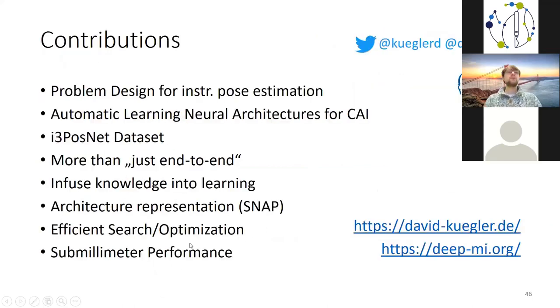So in this work, I contributed many things, among them the problem design for instrument pose estimation and a framework for automatically learning neural architectures for the I3 PoseNet dataset. We realized that learning end-to-end is not always the best way. We came up with ways to infuse knowledge into the learning, and we introduced the neural architecture representation, the SnapBlock, and the efficient search and optimization. Finally, all that led to the sought-for sub-millimeter performance that we wanted for this task.